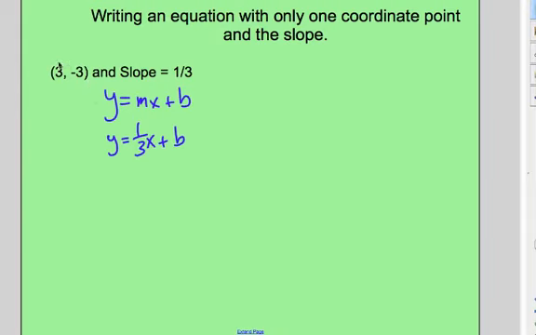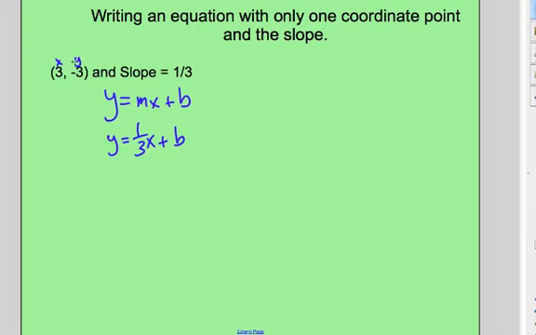So what I know is that this number here is my x value. That's how far I go on the x-axis. This is my y value. That's where I'm going on my y value. And so I can take these numbers from this coordinate point, plug them into this equation, and solve for b. So let's see what that's going to look like.